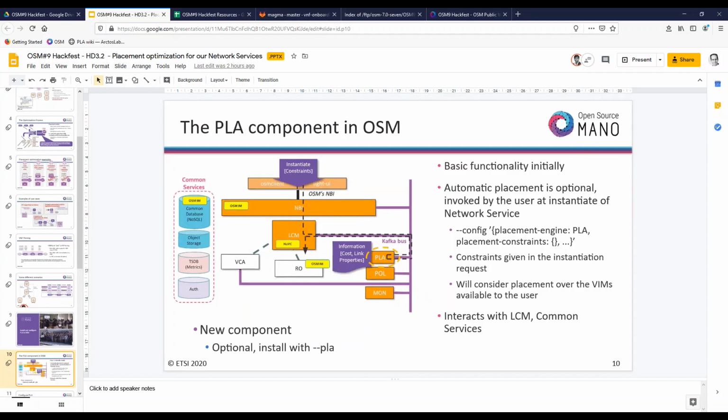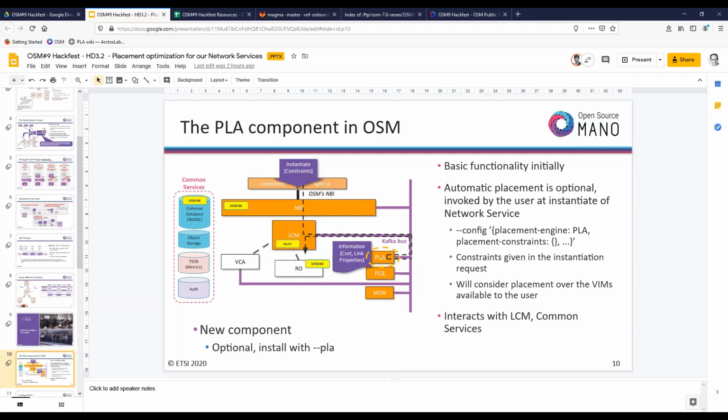This is then the PLA component inside OSM. It's part of the service assurance group of components together with MON and POL. It's a new component. It will land in release 8, but it's also an optional component. So when you install OSM, you need to give the --pla flag so that PLA will be included.